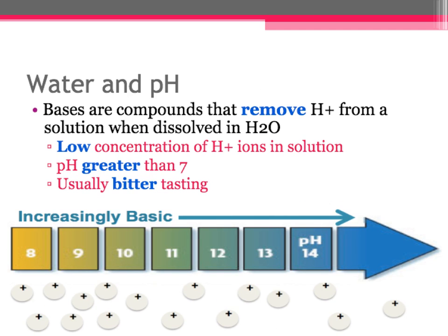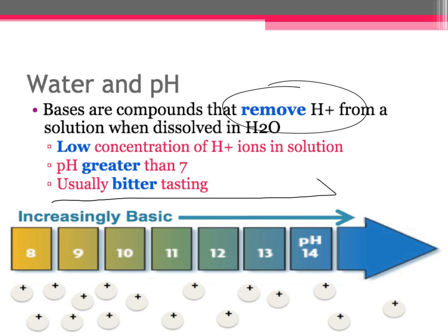On the other end of the spectrum are our bases. These are going to remove H+ from a solution when they're dissolved in water. They have a relatively low concentration of H+ ions in solution. They are going to be increasing on the basic side, going up to 14, and these are usually bitter tasting things like coffee and a lot of cleaning supplies. Not that you'd be drinking cleaning supplies, you shouldn't be drinking cleaning supplies. These are also very basic.